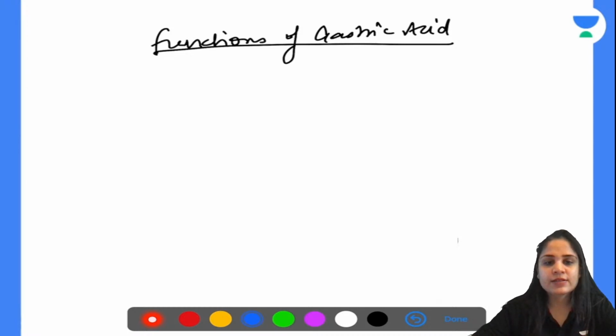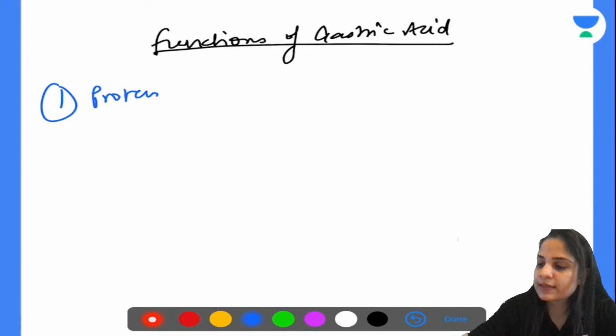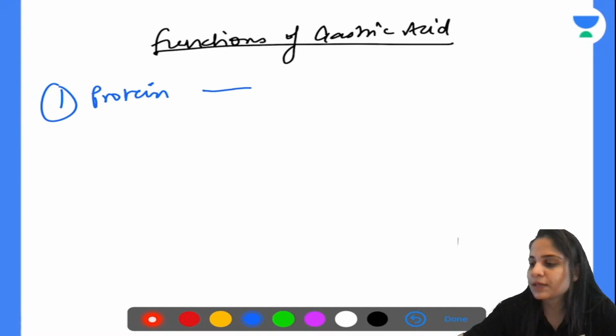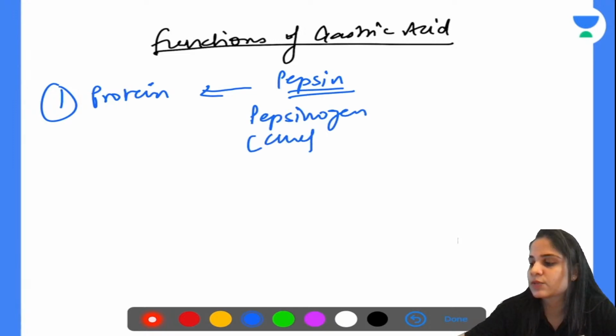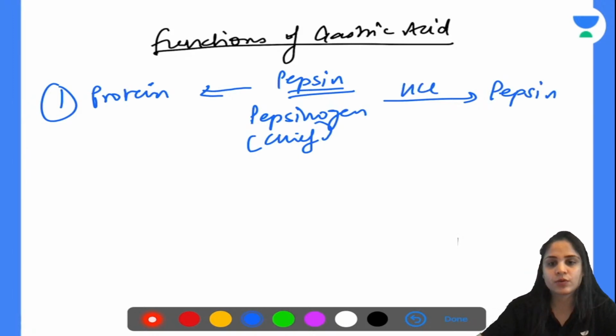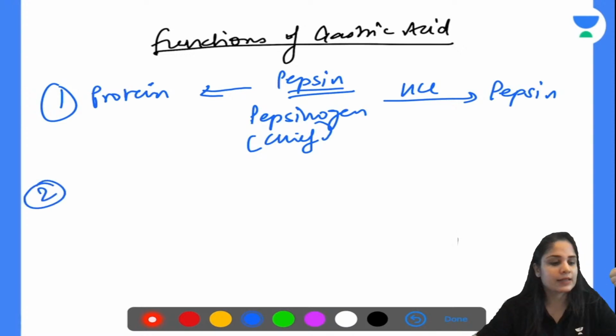What are the functions of gastric acid? Anyone? Okay. So the first thing obviously is to digest the food. The main component of the food that needs to be digested is protein. To break down the protein into polypeptides, you need something called pepsin. Pepsinogen is produced by the chief cells, as we saw. Conversion of pepsinogen to the more active form, pepsin, requires hydrochloric acid, or gastric acid. So that is the first thing that gastric acid does.